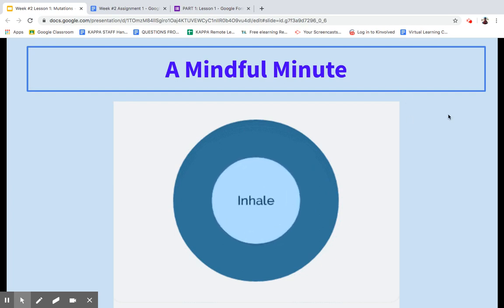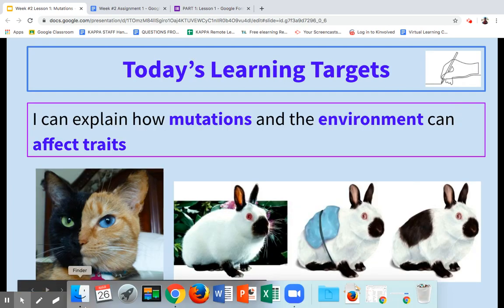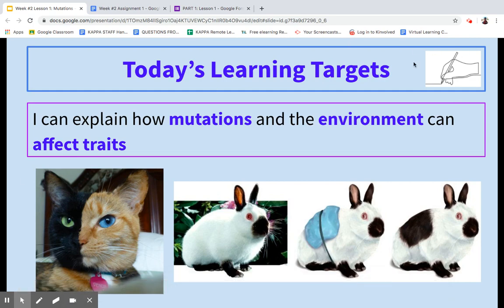So welcome back, everyone. Today's learning targets. Remember that this icon in the top right means that we have to be writing. Is I can explain how mutations and the environment can affect traits. So here are some pictures. The one on the left is a mutation. The one over here is showing how the environment can affect traits.